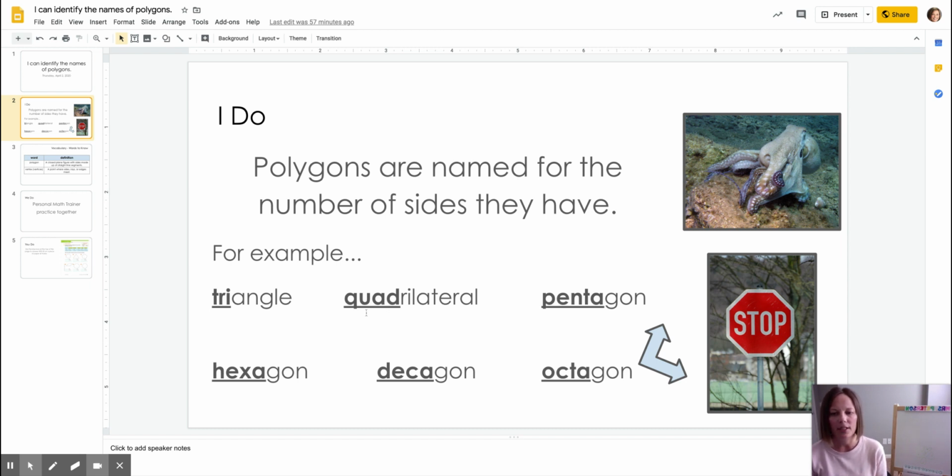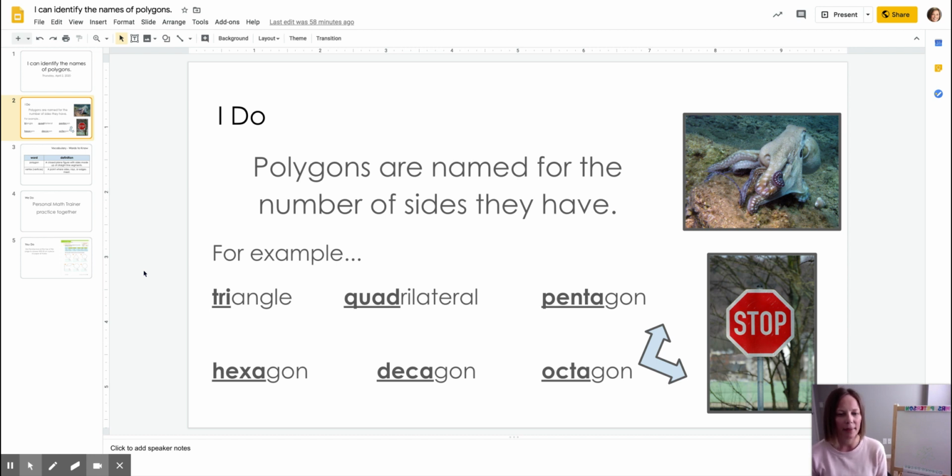Another example is quad. Quadrilateral is a polygon that has four sides. A pentagon, penta meaning five, is a polygon that has five sides. Another example down here on the bottom is hexa. Hexa is a polygon that has six sides. Deca, decagon, deca means 10. So a decagon is a polygon that has 10 sides.